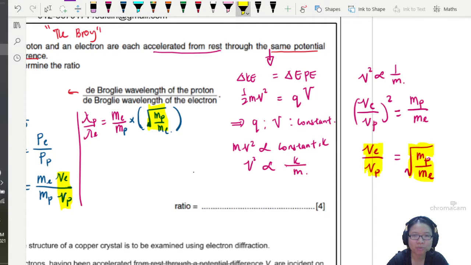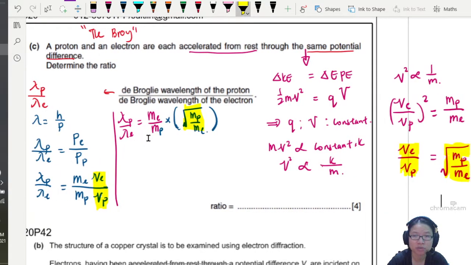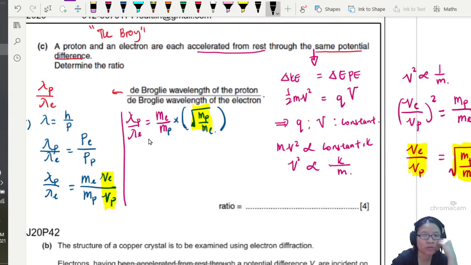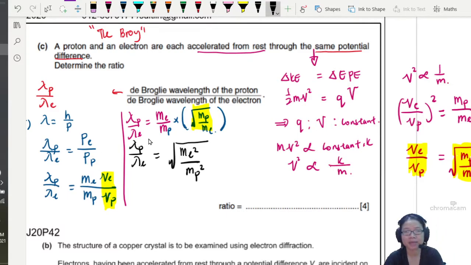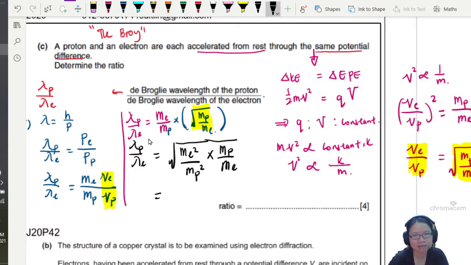So now what remains is to simplify and substitute. I can continue this and I can say lambda P over lambda E will be, I just bring all of this into square root. So if I bring this into square root, this will be ME square over MP square, multiplied by MP over ME, in brackets. So from here, I can tell that this one will cancel out. And what I have left is ME over MP, power half.